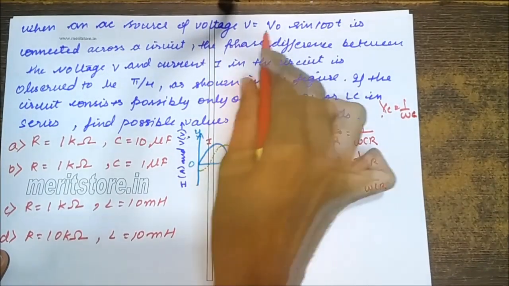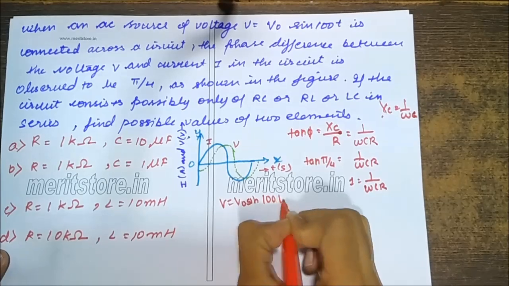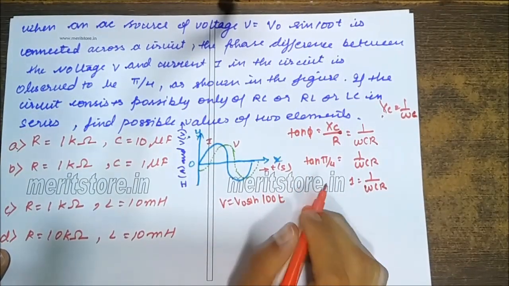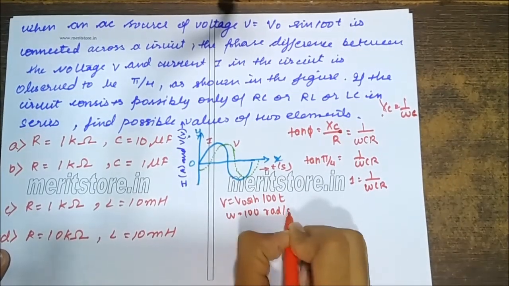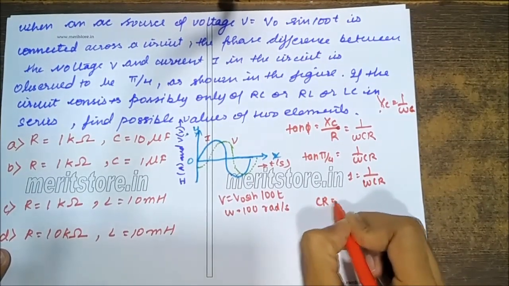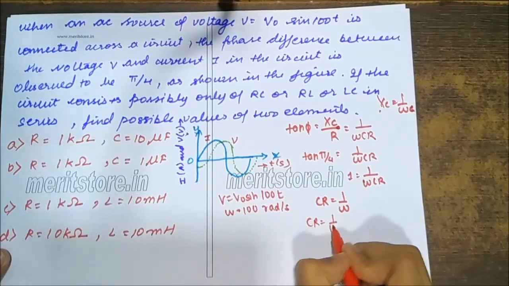Okay, so from the equation we have V equals V0 sin 100t. We compare it with the standard equation V equals V0 sin omega t. We get that omega is equal to 100 radians per second. So if we take CR on the other side, we have 1 upon omega, so CR is equal to 1 upon 100.